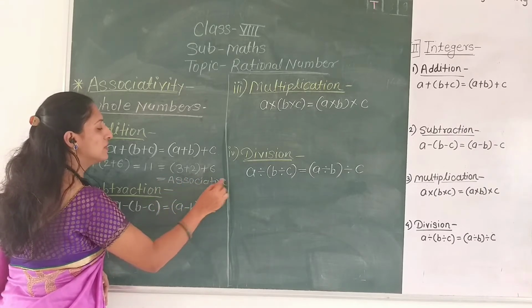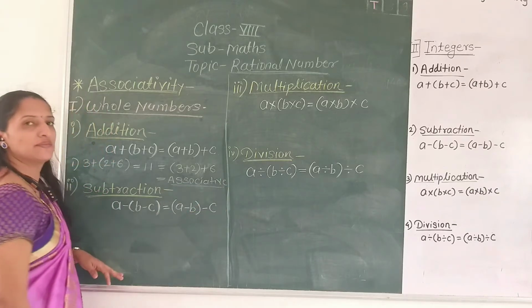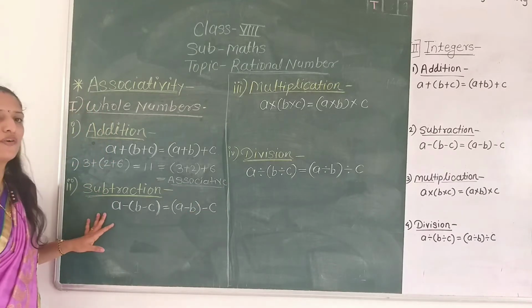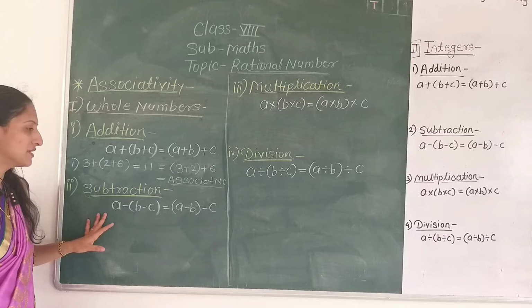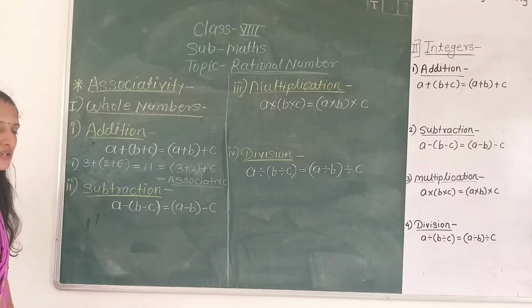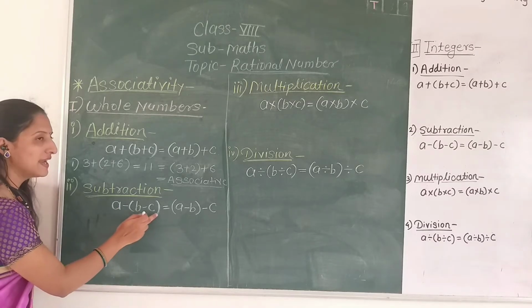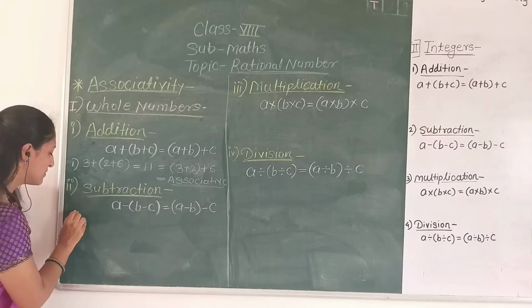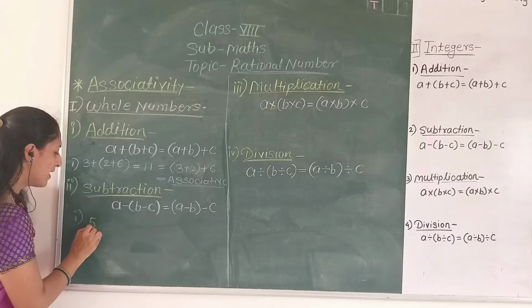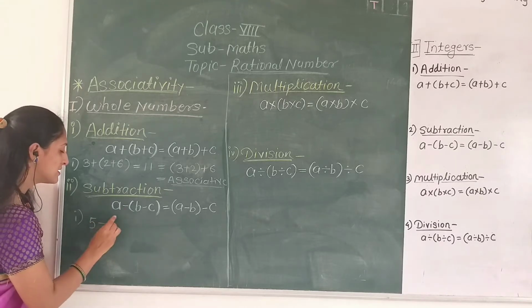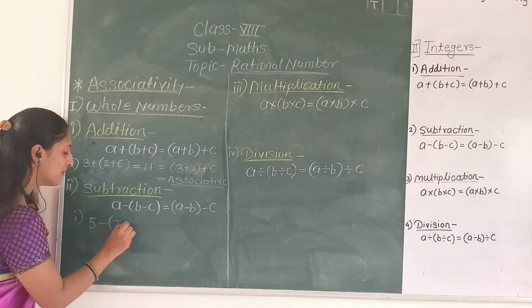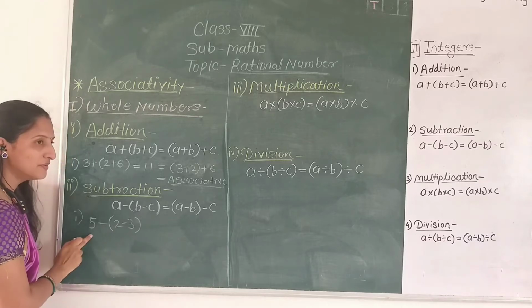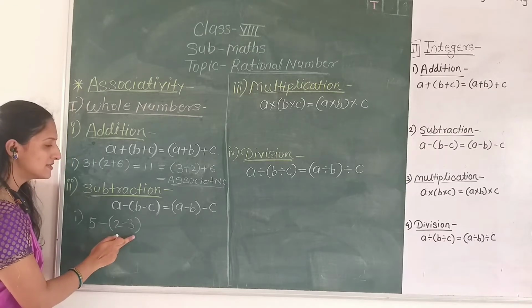Okay. Now let us check for the operation subtraction. Here also I take three numbers A, B and C. You can take any three numbers. So here, 5 minus 2 minus 3.